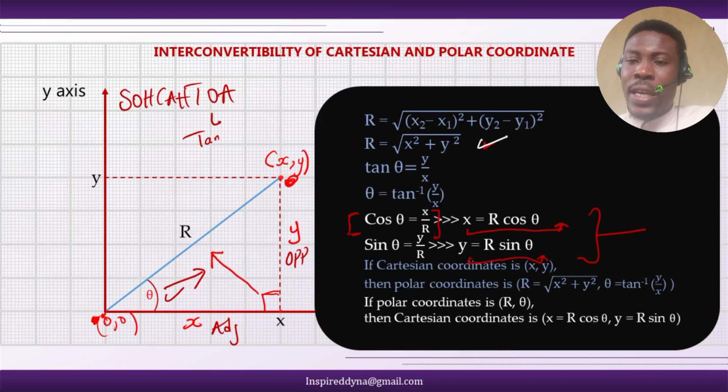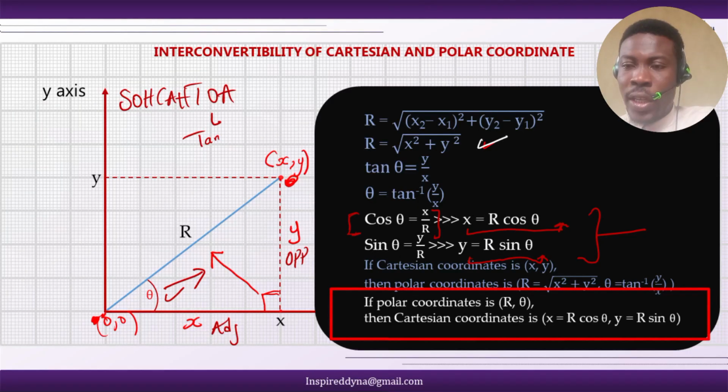As simple as that. If you now want to convert polar coordinate to Cartesian coordinate, it's very simple as well. That is what I've done here. If you have polar coordinate as r and theta, to convert it to Cartesian coordinate, then Cartesian coordinate will be what? X. X will now be what? R cos theta, comma, y. What will be the y? R sine theta. So that is how to convert polar coordinate to Cartesian coordinate and Cartesian coordinate to polar coordinate.